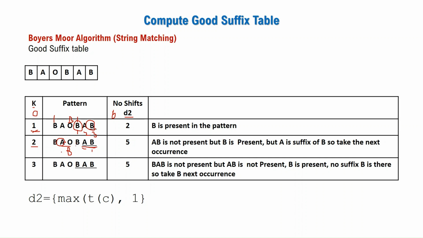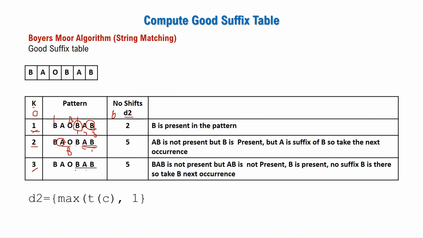So from A, how many characters do we have? You just take the next immediate occurrence of a particular element. So here AB is not there. Directly you can shift your value by 5 times. And one more thing. Here the next thing is three characters match.